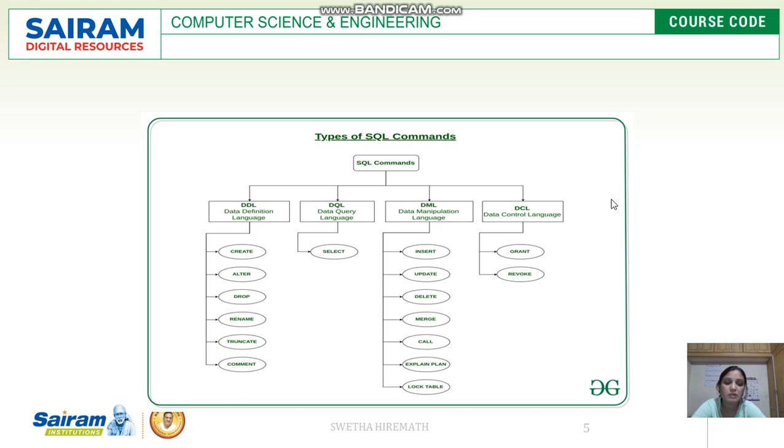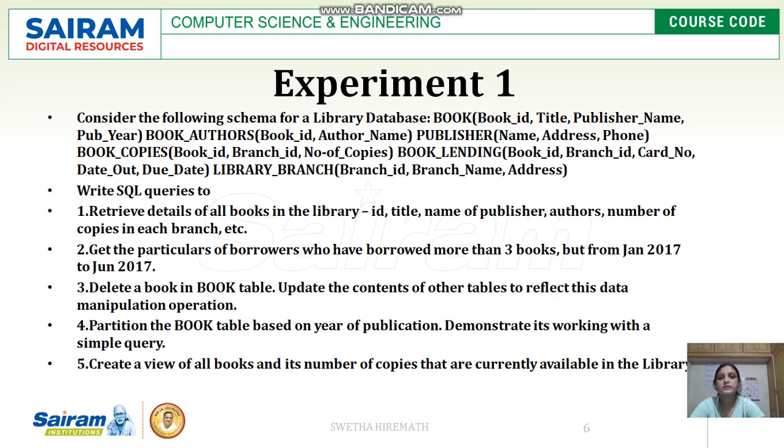We will be giving only minimum permissions for execution or for manipulating the queries over this table. So once we are familiar with the types of SQL commands, then it's time to move to the first experiment of our DBMS lab. This experiment 1 states like this: consider the following schema for a library database.